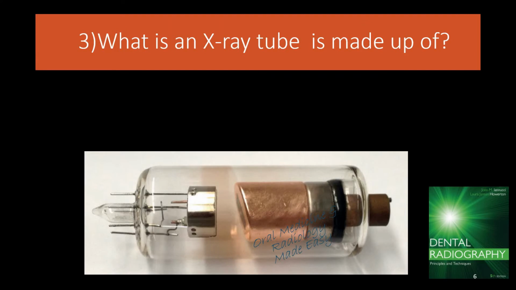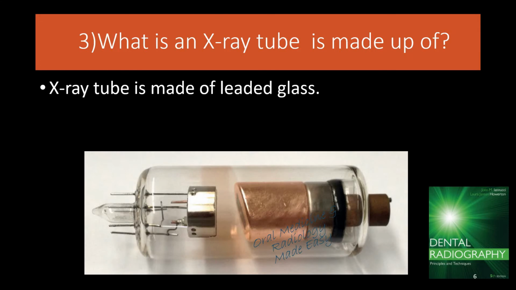Third question, what is an X-ray tube made up of? The X-ray tube is made up of leaded glass. So this is the leaded glass which prevents the leakage of X-rays from the X-ray tube.